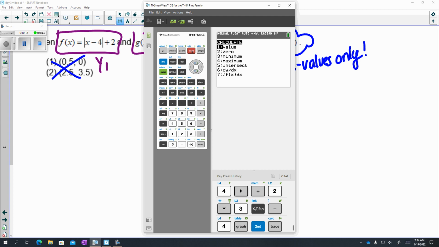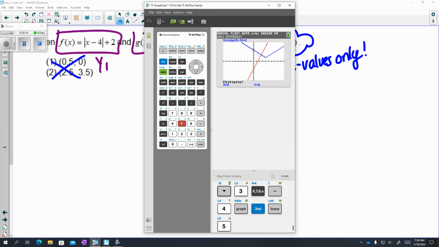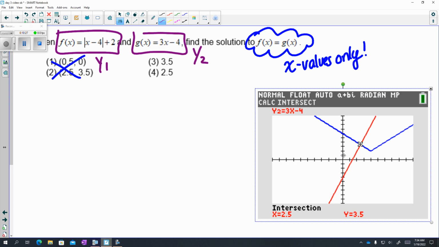Second trace, choice 5. Scroll over to your point of intersection using the right or left arrows and hit enter 3 times. My point of intersection is x equals 2.5 and y equals 3.5, but I was looking for x values only, so my answer is choice 4. And just in case you want to write it down, second trace, number 5, those were our calculator steps.